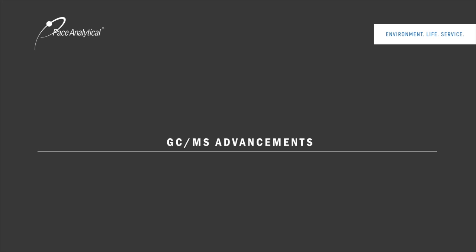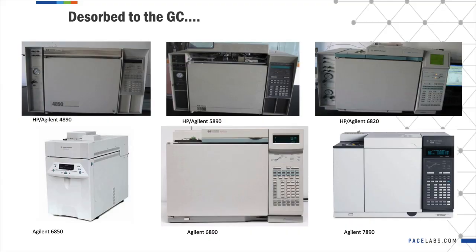Moving on to the next part of the 8260 sampling process, we will talk about gas chromatograph and mass spectrometry advancements. So once a sample is finished purging in the concentrator, it is desorbed to the gas chromatograph. As you can see here, even the GC ovens have improved significantly over the years.